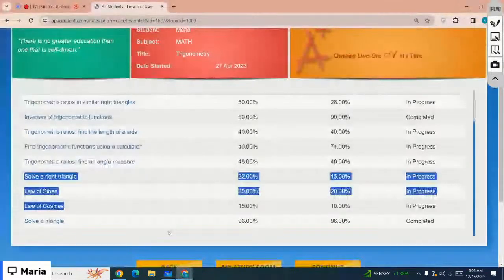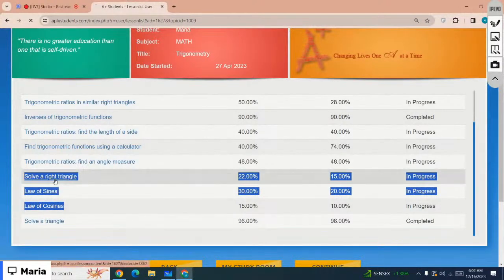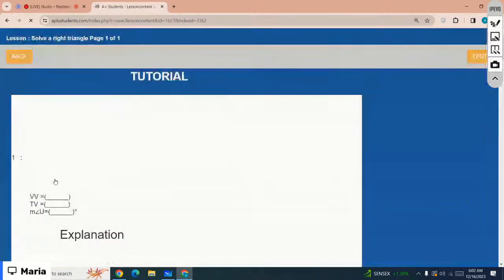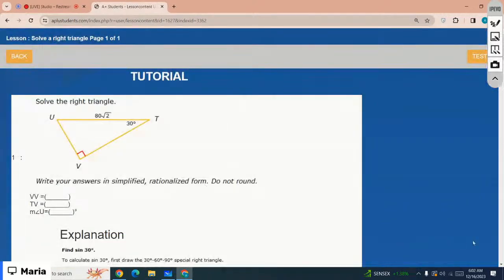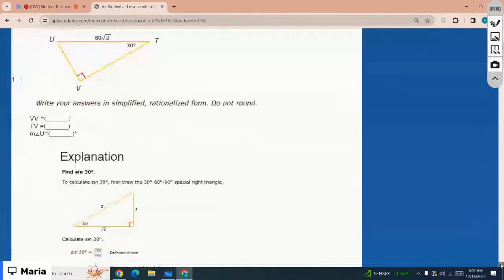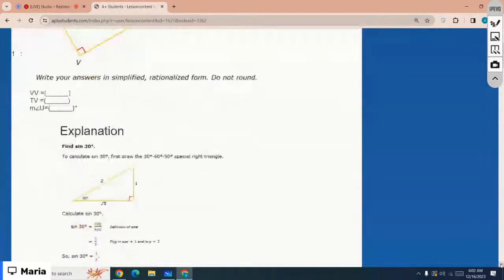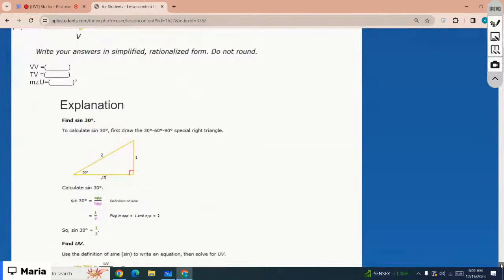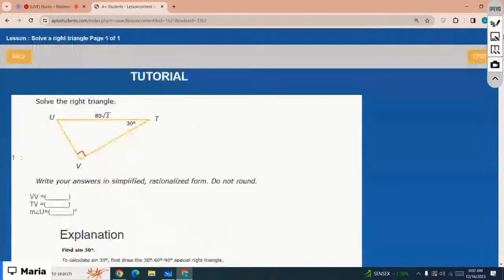Here I am on grade 10 math. The chapter we're working on is trigonometry. Let's start with the lesson, solve a right triangle. This one we already did in the last session. Yes, we did this lesson. Let's just start with the law of sine.